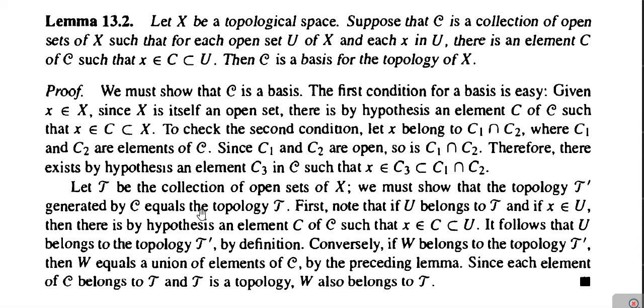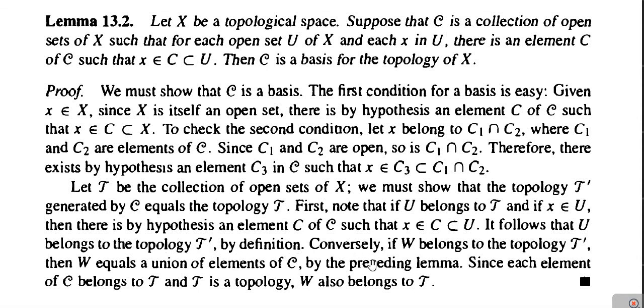Next, let tau be the collection of open sets of X. Then we have to show that if tau dash is the topology generated by the collection script C, then tau is equal to tau dash. We observe that if U belongs to tau and if small x belongs to U, then by hypothesis there is an element capital C of script C such that the point x belongs to the set C, which is contained in the set U. Therefore, by the definition, U belongs to the topology tau dash.